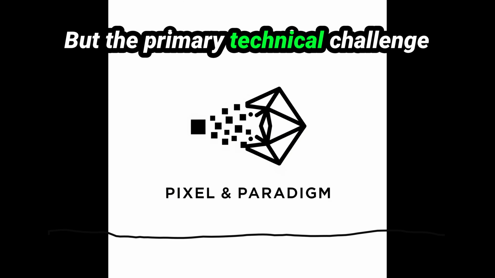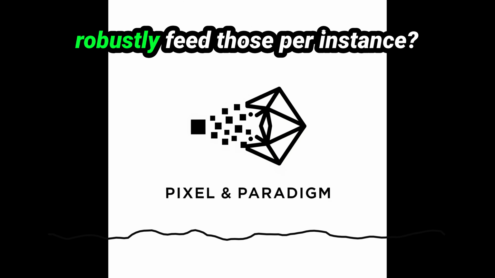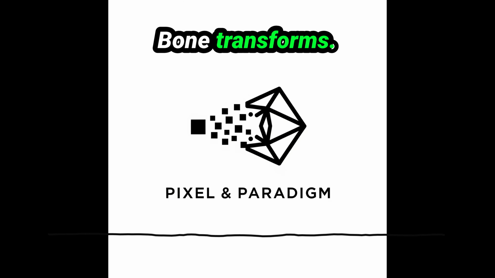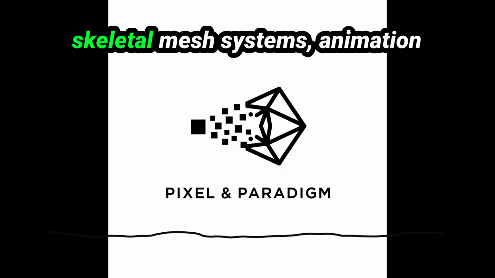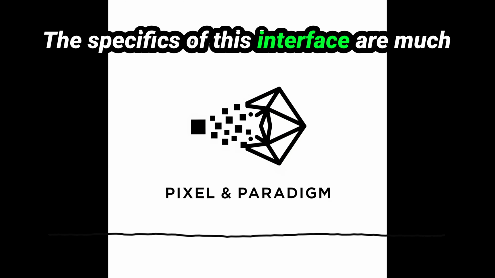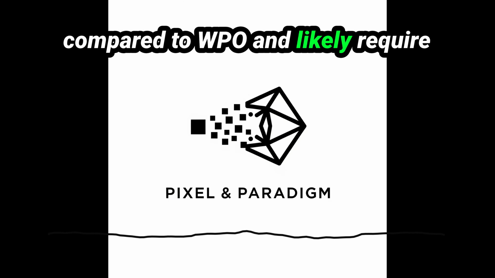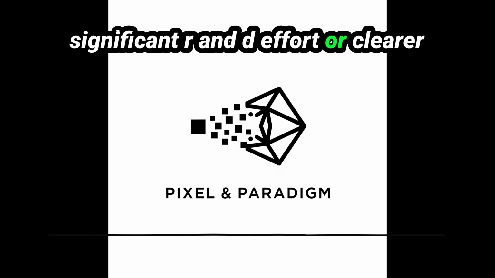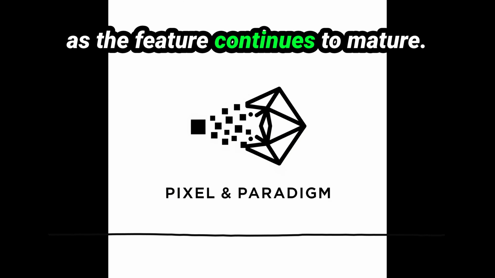But the primary technical challenge right now seems to be the interface. How do you efficiently and robustly feed those per-instance bone transforms, calculated by your custom compute shader, into the Nanite skeletal mesh system's animation banks or rendering pipeline? The specifics of this interface are much less documented and standardized compared to WPO, and likely require significant R&D effort or clearer C++ APIs and examples from Epic as the feature continues to mature.